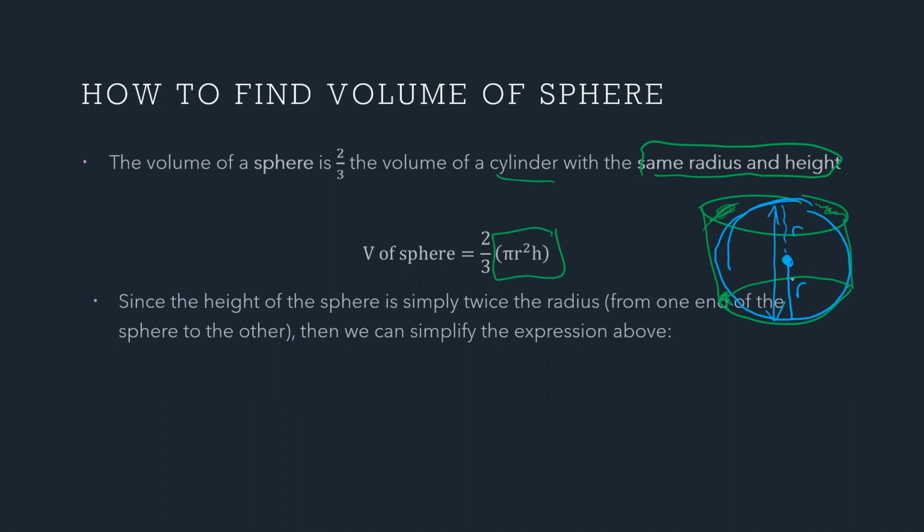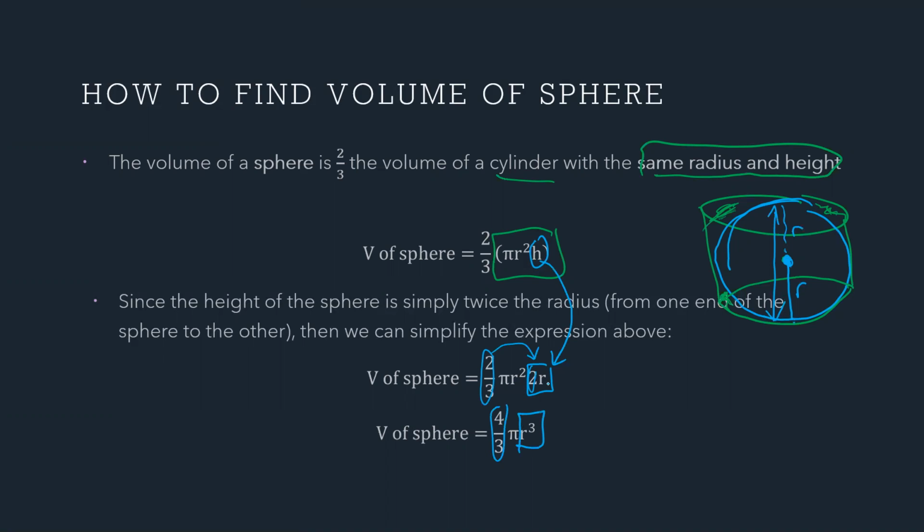Because the height is simply from one end of the sphere to the next, which is 2 times the radius, we can replace the height with 2r. So we replace the height right here with 2 times the radius. And now we notice that we can simplify this a little bit more, because we have coefficients that we can multiply together. So we take 2/3 times 2, which is 4/3. And then we have pi. And how do we get the r cubed? This is a really good question.